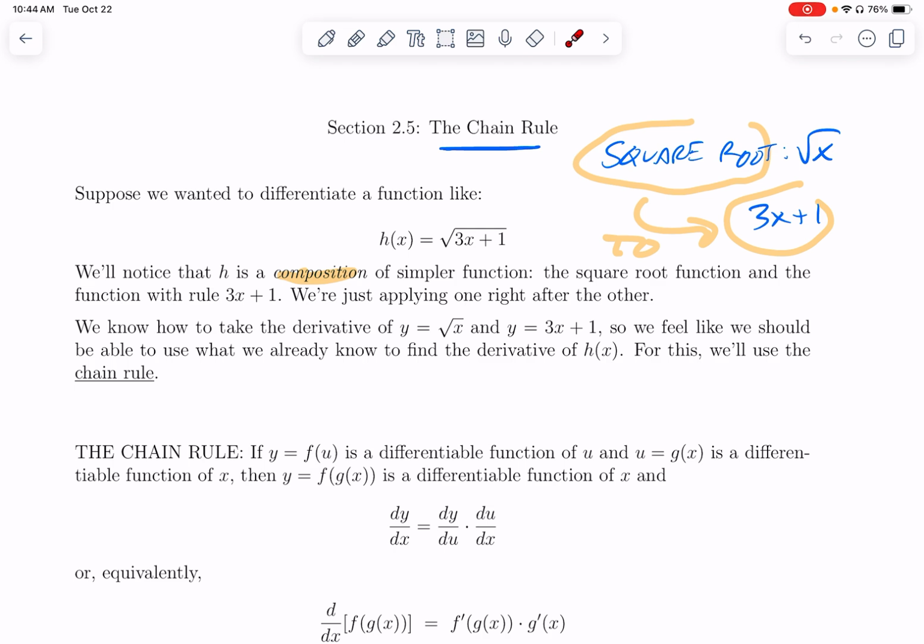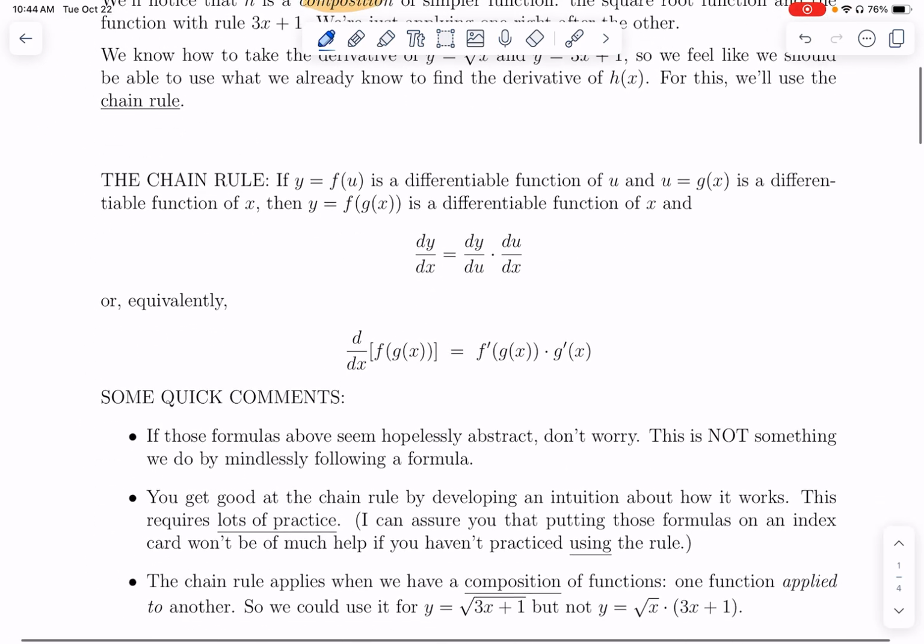And we are comfortable with these functions individually from a calculus point of view. I know that if y is equal to the square root of x, that's x to the 1/2 power. So the derivative is 1/2 times x to the negative 1/2. And I know if y equals 3x plus 1, then y prime is equal to 3. So our hope is if we're comfortable with these individual functions, we should be able to figure out what the derivative is when we combine them. And this happens in the chain rule.